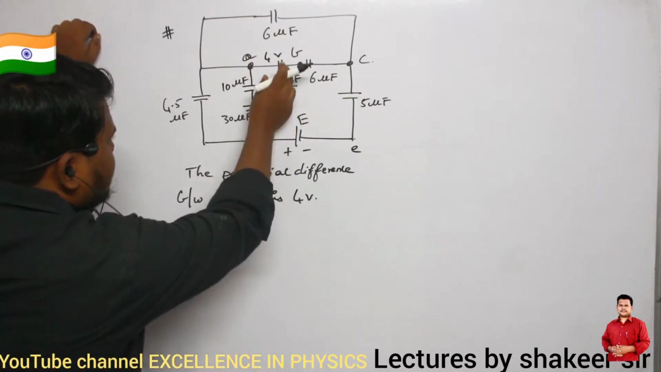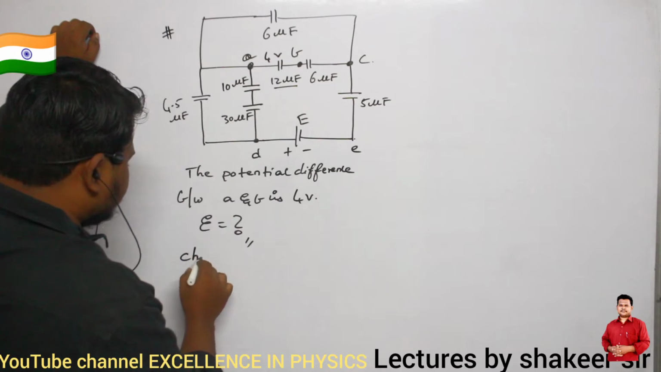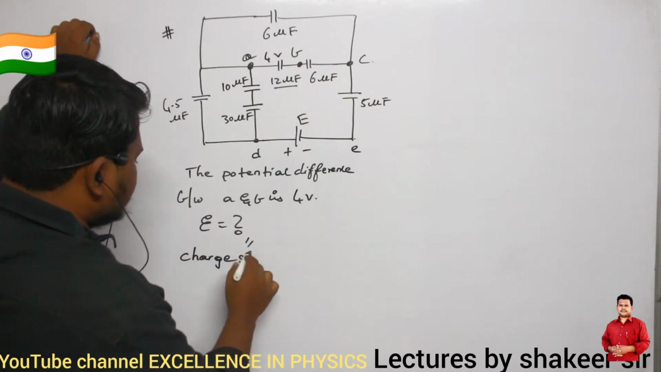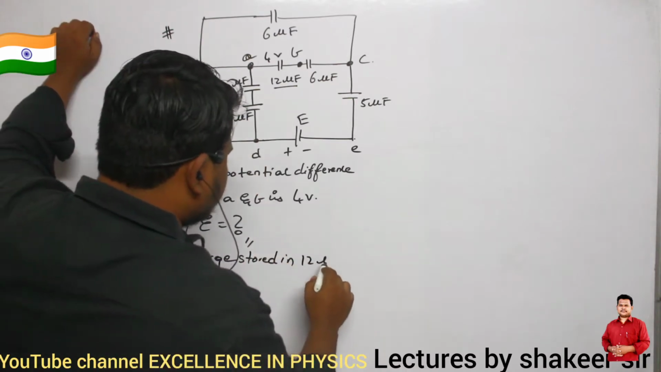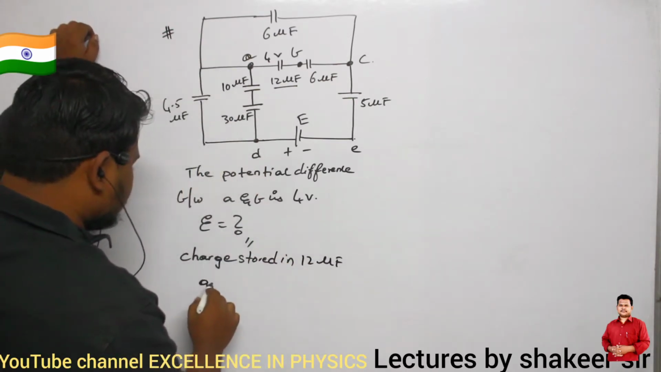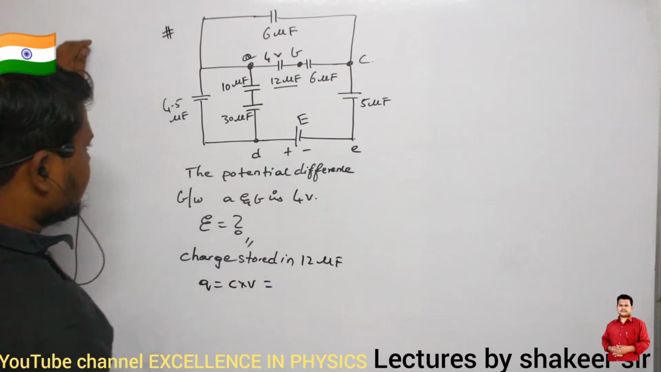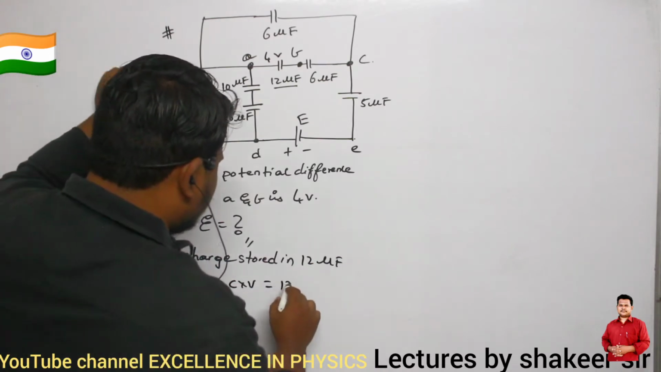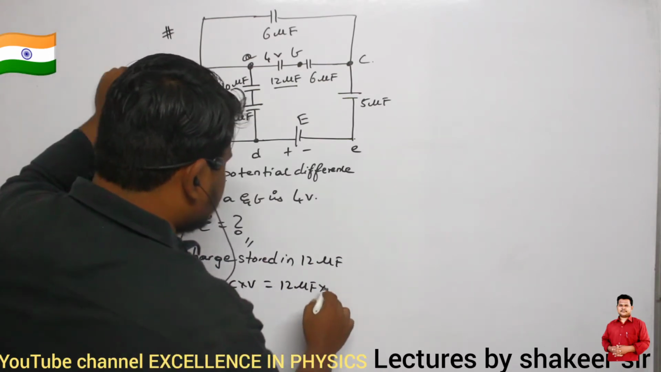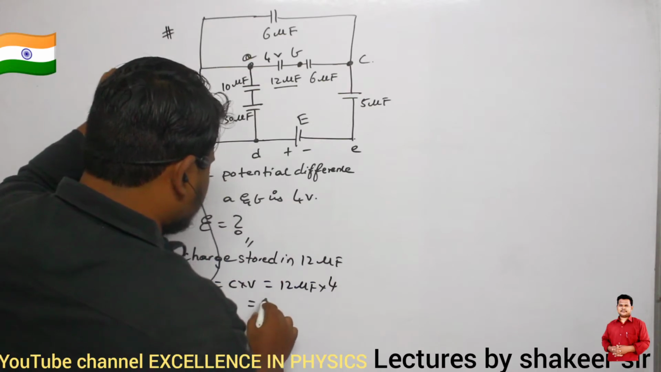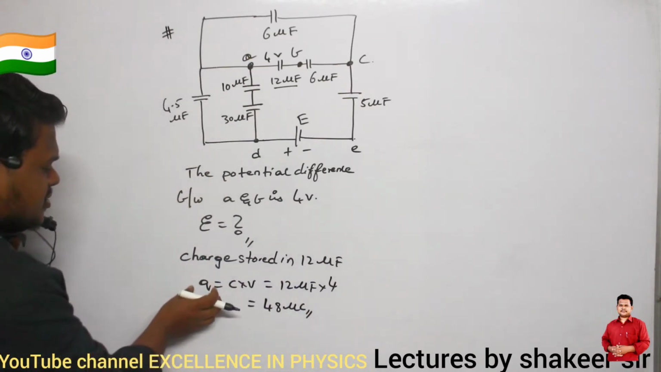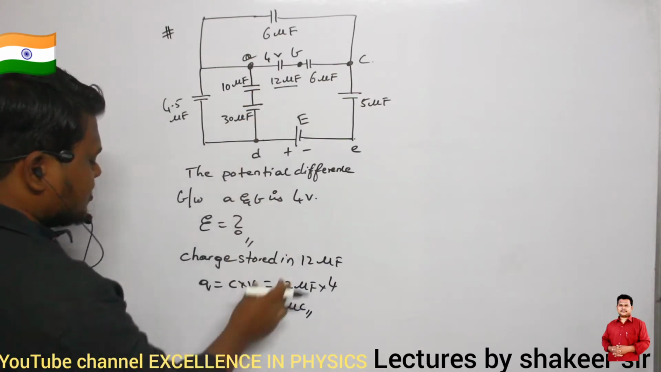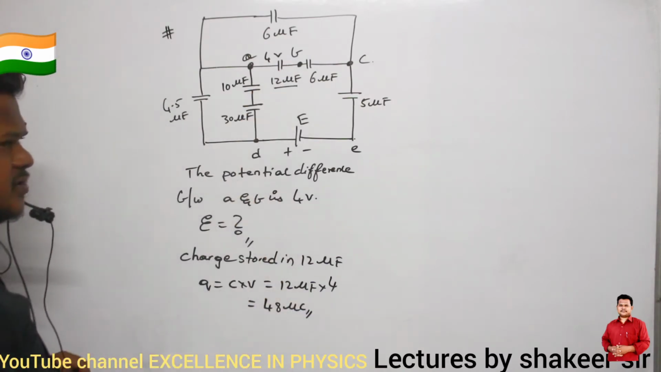So therefore, what is the charge stored in the 12 microfarads capacitor? Charge stored Q is equal to C into V. Capacitance is 12 microfarads, potential difference is 4 volts. So 12 fours are 48 microcoulombs. So 48 microcoulombs of charge is present in this 12 microfarads capacitor.